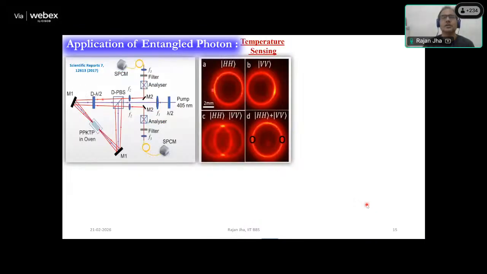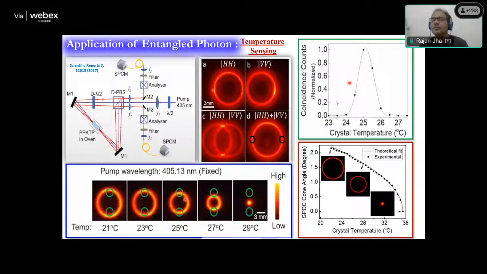This diagram shows temperature sensing, again using an entangled photon source, for the two polarizations, horizontal and vertical. You can see these signatures, and then you have horizontal and vertical. These are the two loops you can see, and then you can again do the correlation measurement, and using the coincidence measurement, you can identify what temperature has been utilized. So these are quite sensitive. You can see that the measurement has been done at a resolution of 2 degrees.